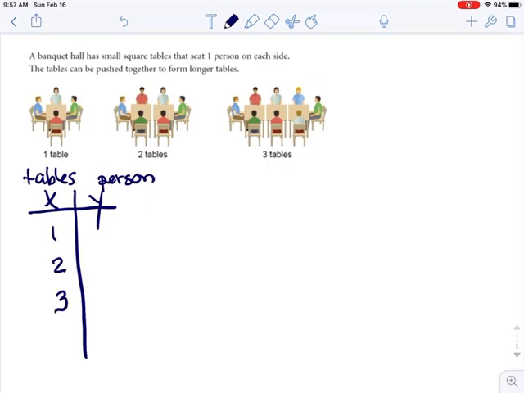Second thing we need to do is count how many people can sit. So table 1 was 1, 2, 3, 4. Table 2, 1, 2, 3, 4, 5, 6. And with 3 tables, 1, 2, 3, 4, 5, 6, 7, 8.